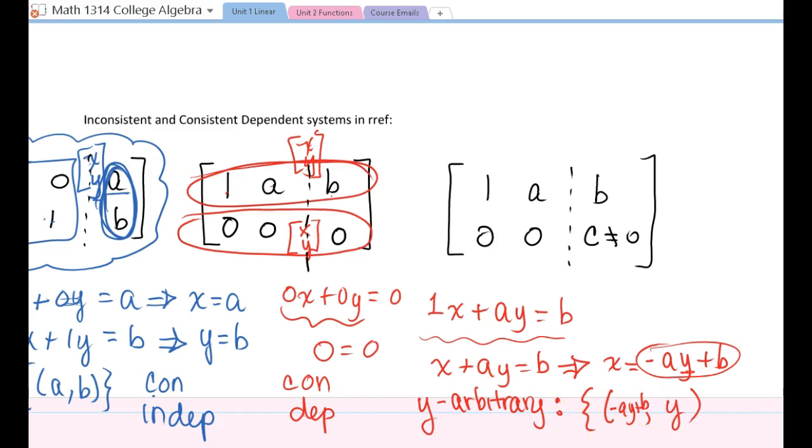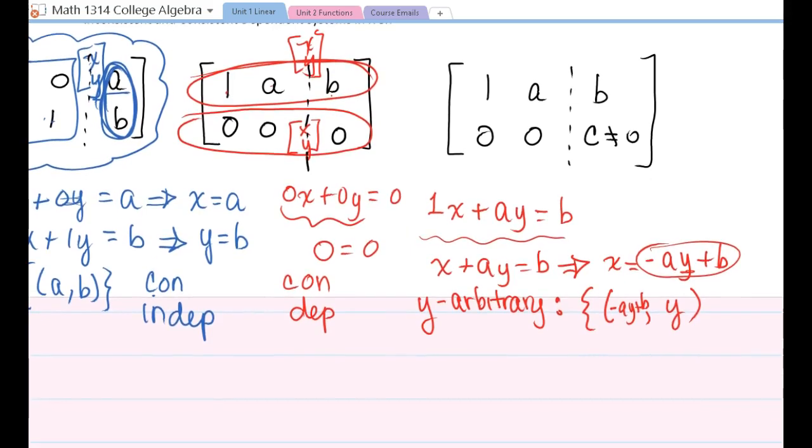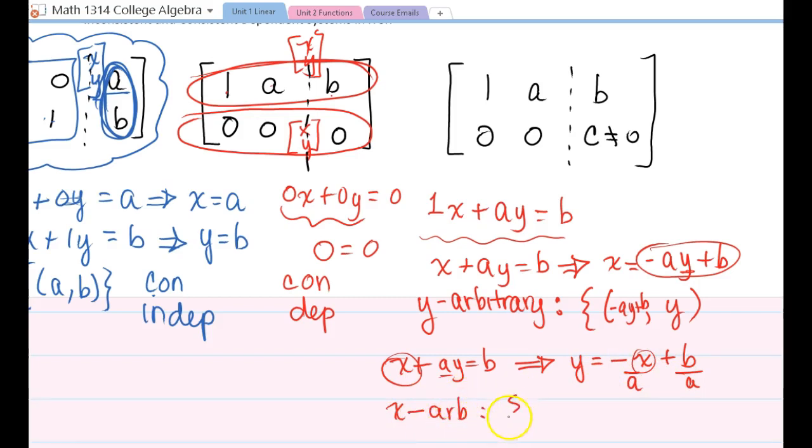Now I could have done this with x arbitrary. All that means is I would have to get my equation x plus ay is equal to b and solve for y. So I'm going to subtract x from both sides, and then I'm going to divide by a. So what we find out here is that it's dependent on x. So for x arbitrary, I would have some value for x, and my y would be this ugly expression. So our answer would be the point x comma negative x over a plus b over a. So you can see that this one is a consistent and dependent system.